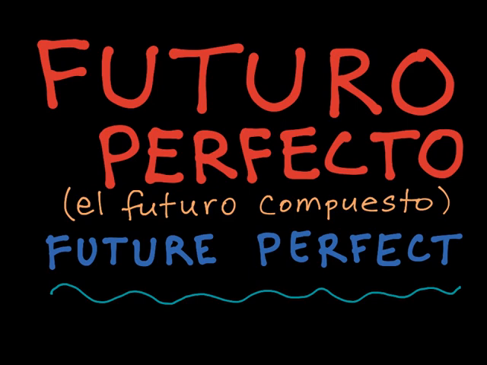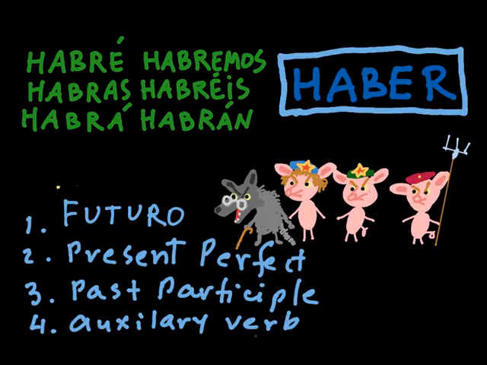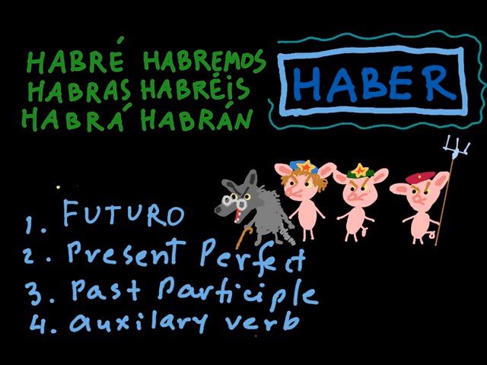You will need this simple formula: simple future of the verb haber, plus the past participle. All right, so let's take a look at this. The verb haber as the auxiliary verb in Spanish, we have seen it already when we were studying the present perfect. So you know it, and then you also already have seen the future. So the conjugations will be as follows.